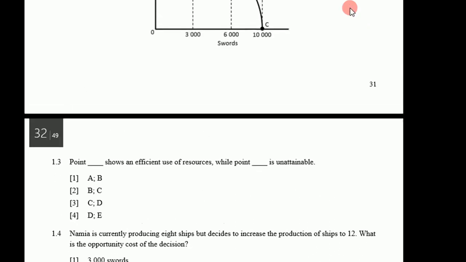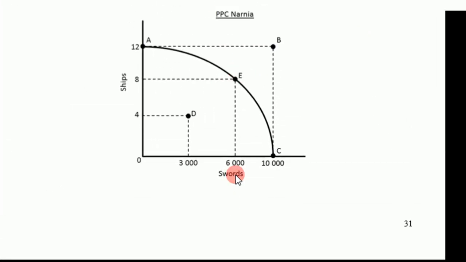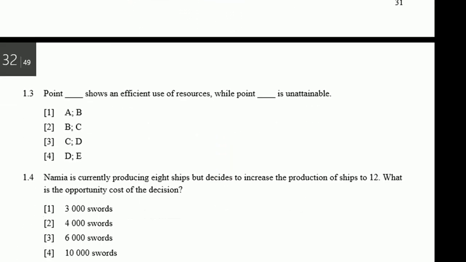Right, so Namia is currently producing at E, where it's producing 6,000 swords and 8 ships. So it wants to increase ships to 12. That is, Namia is going to be producing at A. So when Namia is producing at A, it means it will be producing 12 ships and 0 swords. So the opportunity cost of increasing the ships from 8 to 12 is 6,000 swords that have been sacrificed. So let's get back and check. So option 3 is correct.